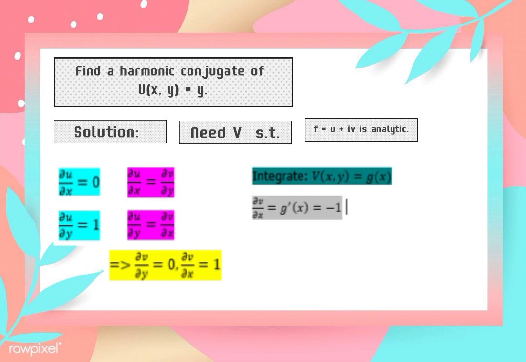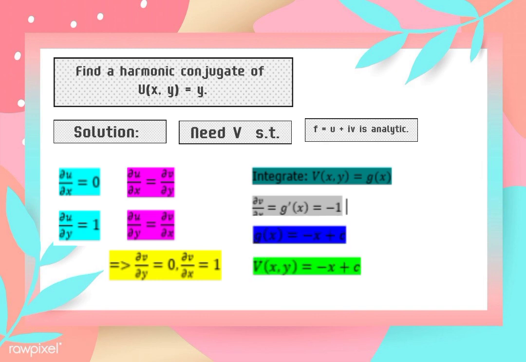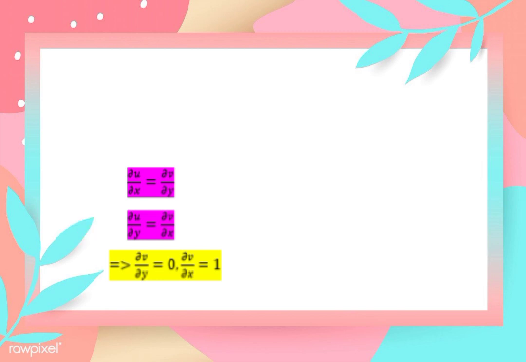And now, we have to use this other equation here, this other derivative. So we'll take the partial of v with respect to x, that's equal to g prime of x, and then we'll set it equal to negative 1. If we integrate this, we get g of x is equal to, let's see, negative x plus a constant, and that's it. So v(x,y) is equal to negative x plus c, and there is our harmonic conjugate.